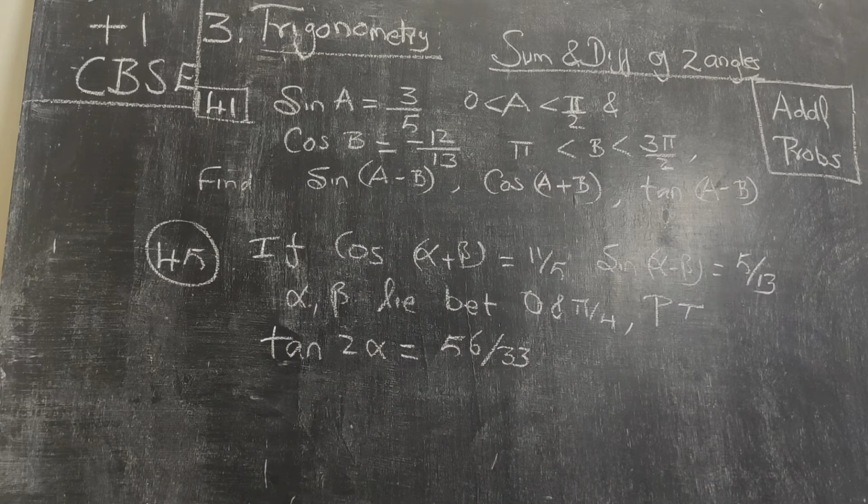So now with this we will go to the first problem, the 41st problem, where they have given sin A and cos B. With the help of that you have to find sin of A minus B, cos of A plus B, and tan of A minus B. Keeping in mind angle A lies in the first quadrant, and angle B is greater than 180 and less than 270, therefore third quadrant. So that part we must remember, and then we can easily solve the problem.